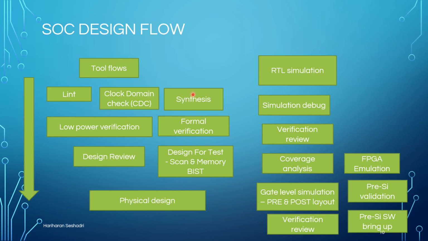So synthesis converts: you put in a constraint and a technology library, then you get a netlist out. The netlist is a collection of gates, flip-flops, and the connections between them. We call it a netlist. It contains the connections of gates and flip-flops. That's what the synthesis tool provides.